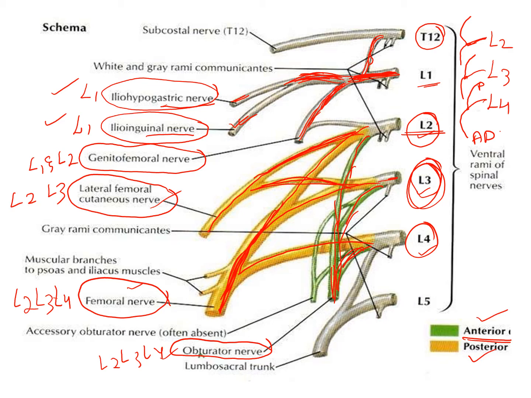And occasionally there is presence of one more nerve. Let us see which nerve that is. That is called the accessory obturator nerve, which is formed by the anterior division of ventral ramus of L3 and anterior division of ventral ramus of L4. So this is the accessory obturator nerve which is often absent, present in very few cases. So these were the branches of the lumbar plexus.